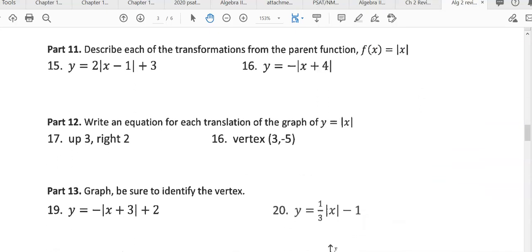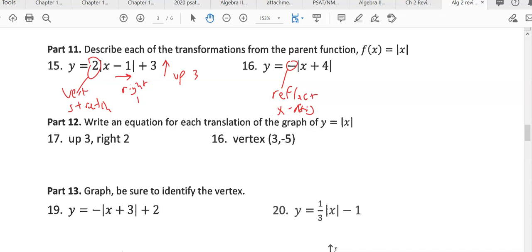Describe each transformation. So the 2 is a vertical stretch. The 1 is going to go to the right 1. And the 3 is going to go up 3 inwards. Negative is going to reflect across the x-axis. The 4 is going to move it left 4.